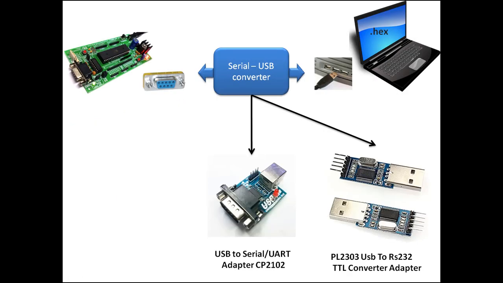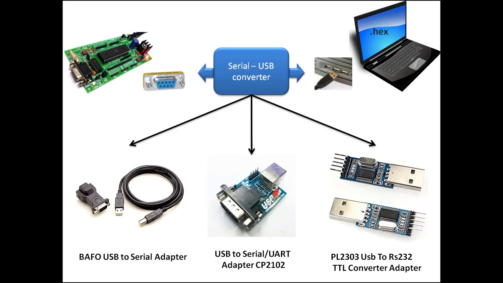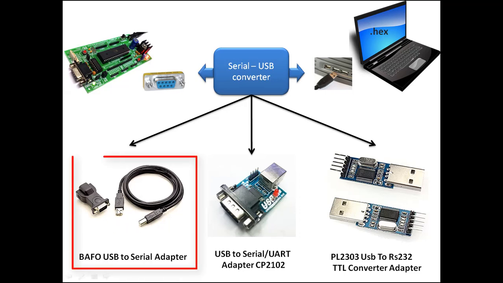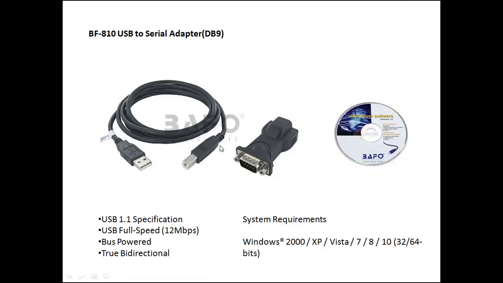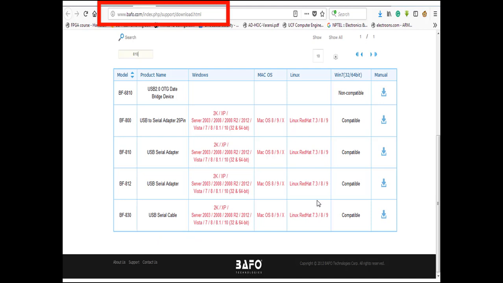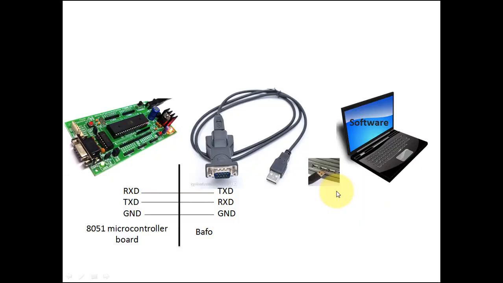There are different types of serial to USB or USB to serial converters available in the market. Out of all these, I am using this particular USB to serial adapter from Bafo. This comes with one USB cable, a serial adapter and one CD. You will find the driver software inside this CD. It supports XP, Windows 7, 8 and 10. If you want, you can also download the latest version of the driver software from the website.